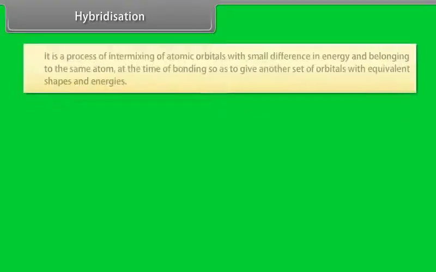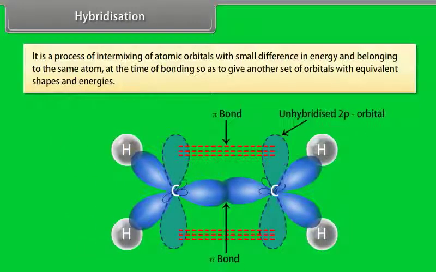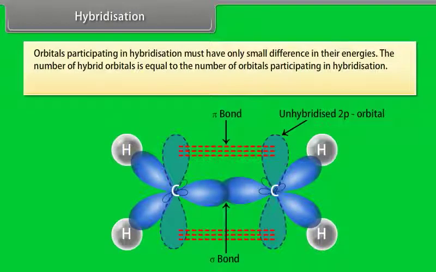Hybridization. It is a process of intermixing of atomic orbitals with small difference in energy and belonging to the same atom, at the time of bonding, so as to give another set of orbitals with equivalent shapes and energies. Different types of hybridization depend upon the type of atomic orbitals which are used for intermixing. Orbitals participating in hybridization must have only small difference in their energies.